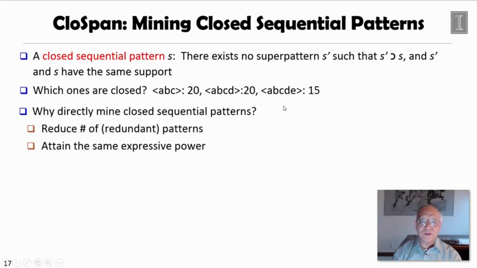So there are 2 ways to mine closed sequential patterns. One way is you first mine all the sequential patterns, then you find which ones are closed, like this ABC. You can knock it down, then you get a set of closed sequential patterns. But this is not very efficient. What we want is to directly mine closed sequential patterns. This will reduce the number of redundant patterns to be generated in the middle, but it will attain the same expressive power because it's a lossless compression.